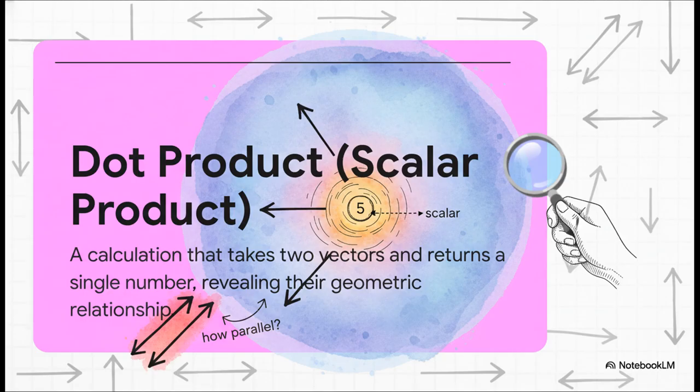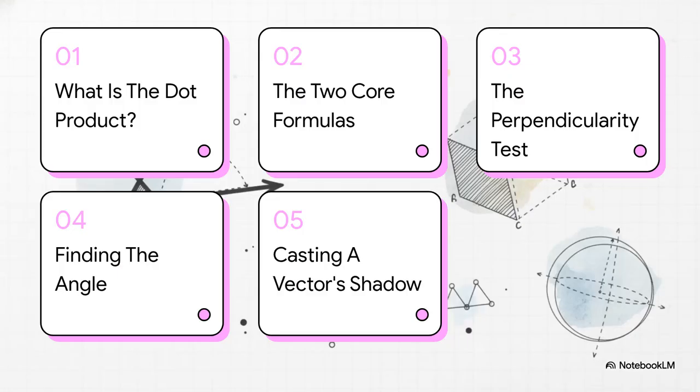And this number isn't just random. It's a super precise measurement of how much one vector is pointing in the same direction as the other. You could almost think of it as a parallelness score. So, here's our game plan. We'll kick things off with the two main formulas. Think of them as the schematics for our tool. Then, we're going to put that tool to work on three key jobs. First, a quick test to see if vectors are at a right angle, then finding the exact angle between any two vectors, and finally, casting a vector's shadow using something called projection.